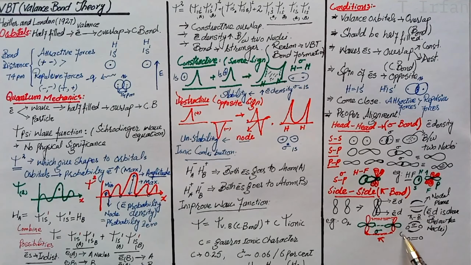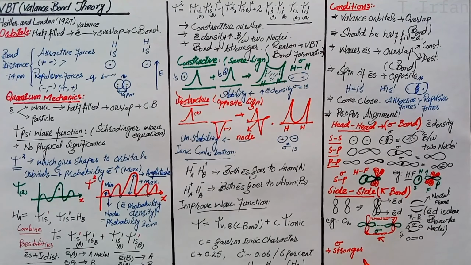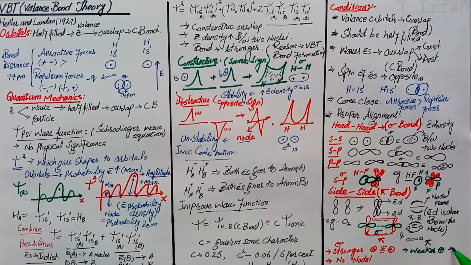So, on the basis of overlapping of valence orbitals, there are two types of bond. One is the sigma and the other is the pi bond. Sigma bond is stronger as compared to pi bond. This is because in a sigma bond the electronic density is maximum between the two nuclei, and a sigma bond has no nodal plane. On the other hand, the pi bond is weaker. In a pi bond, the electronic density is above or below the two nuclei or internuclear axis, and a pi bond has a nodal plane.